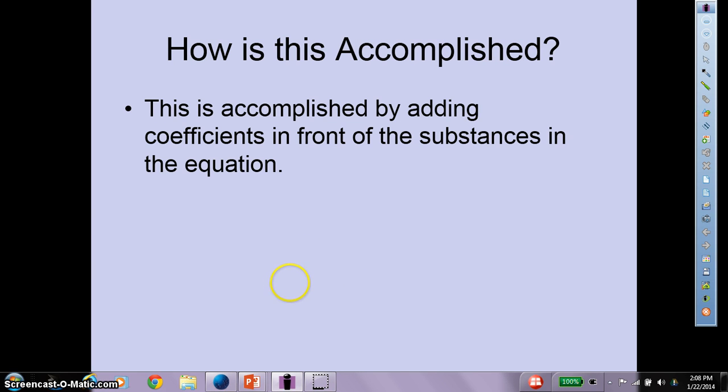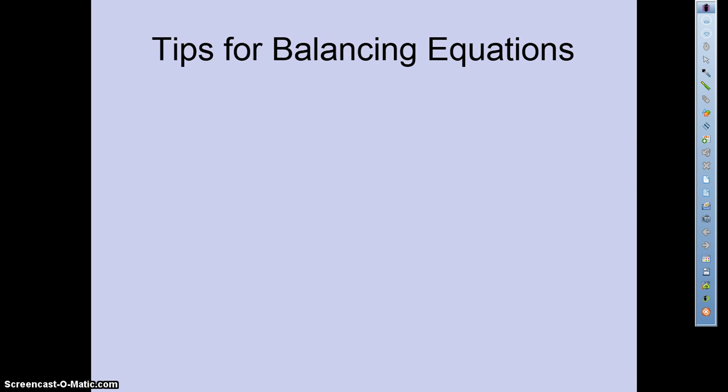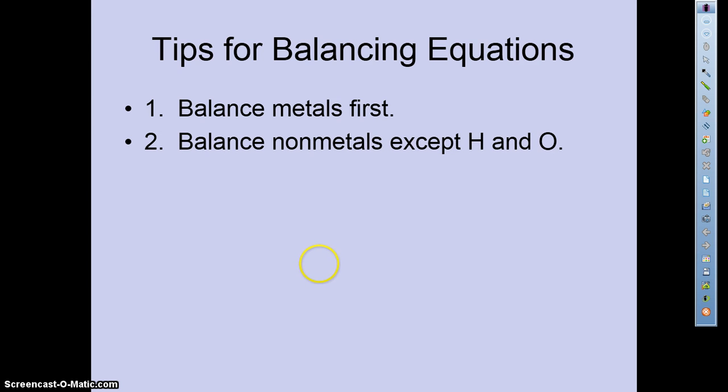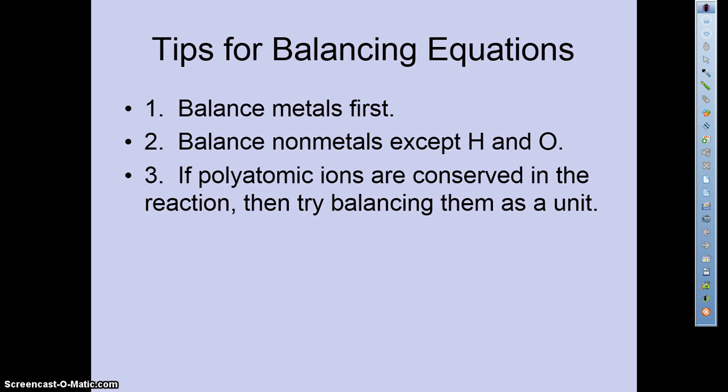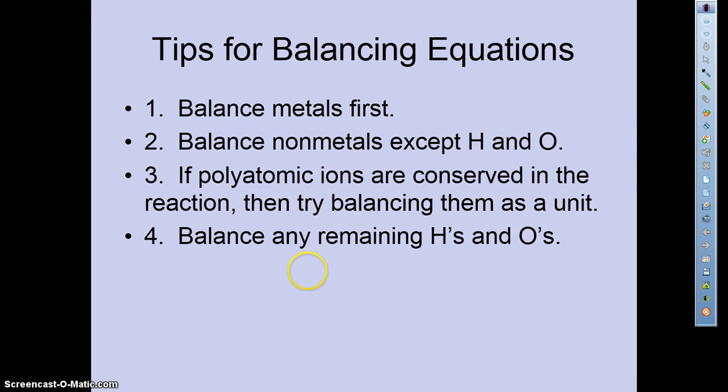So the question is, how are we going to accomplish this? Well, we're going to do this by changing the coefficients in front of the substances in the equation. So here's some tips for balancing equations before we get started. Balance your metals first, balance nonmetals except for hydrogen and oxygen second. If there are polyatomic ions that are conserved as a unit, so they're the same polyatomic ion on the left as there is on the right, then we can balance them as a unit, and that helps. And then balance any remaining hydrogens and oxygens.